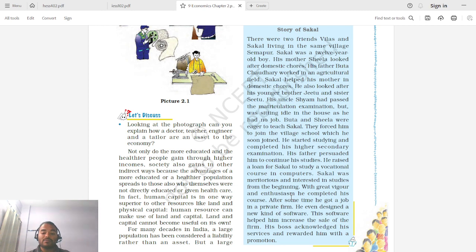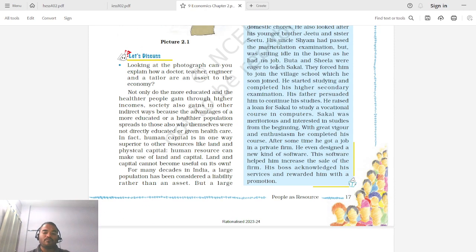He developed some software. Because of this software, the company got a really good advantage and earned a good amount of money. His boss was very happy with his work, and so his boss gave him a promotion. So this was the story of Sakal.